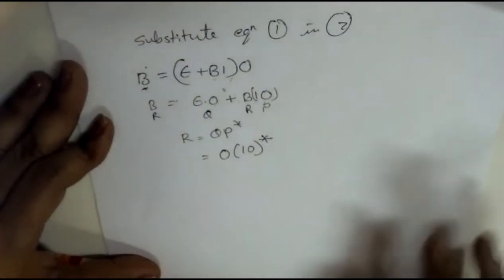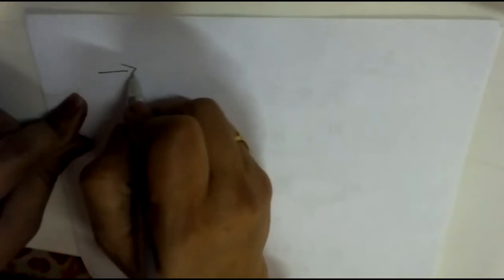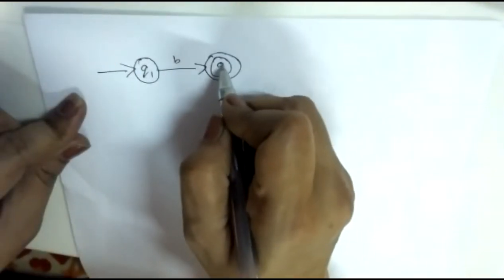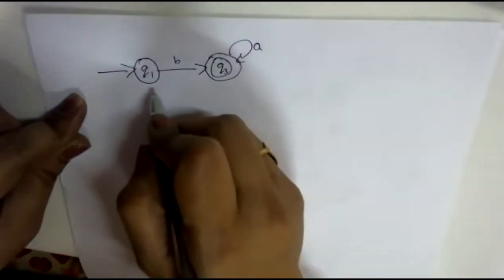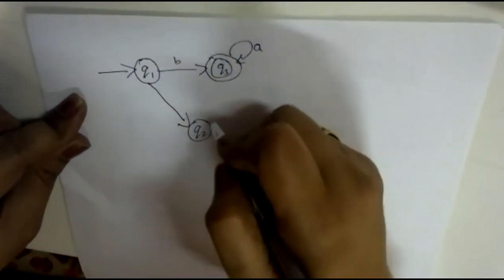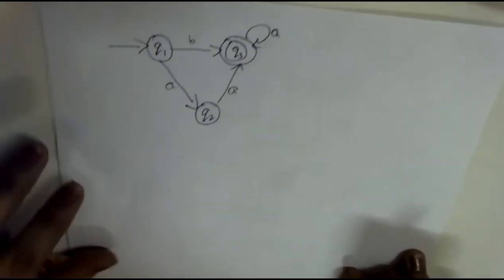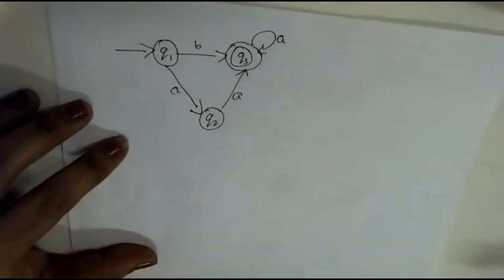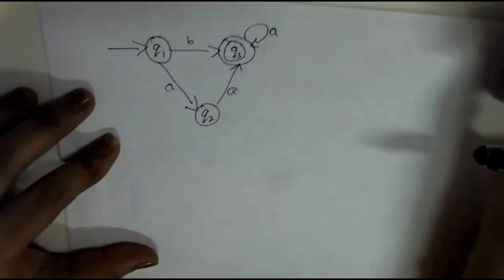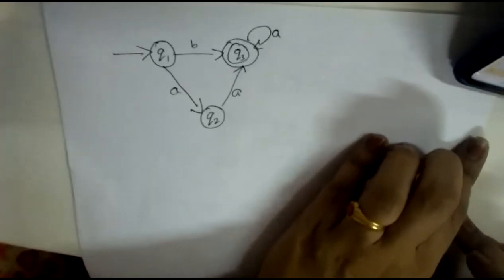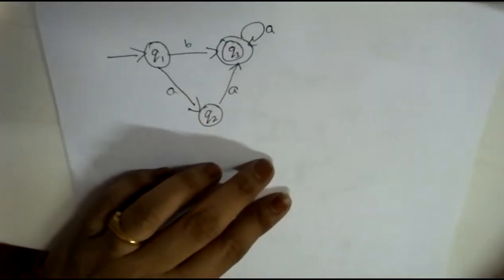Okay, shall we move on to the next example then? For this, you have to help me out with the equations. So this is our given finite automata. Now we'll write the equations. How many equations will we have, students? You have to be quick, please. How many equations do we have?